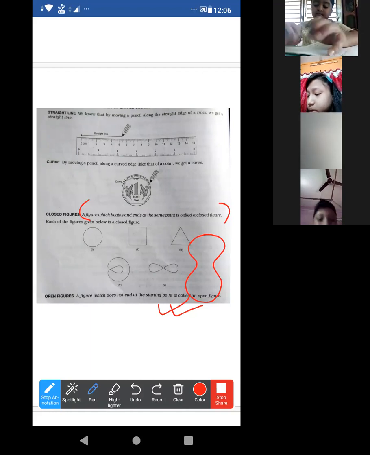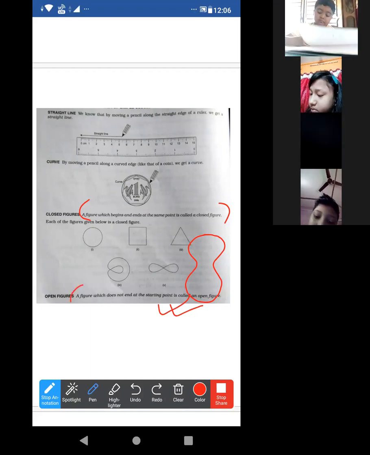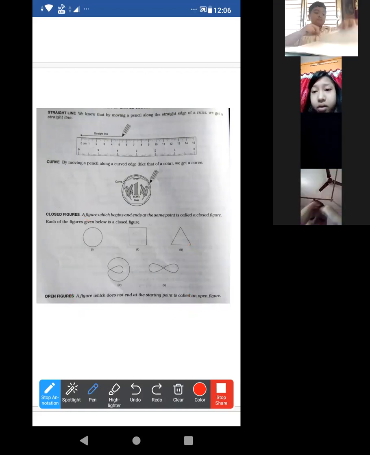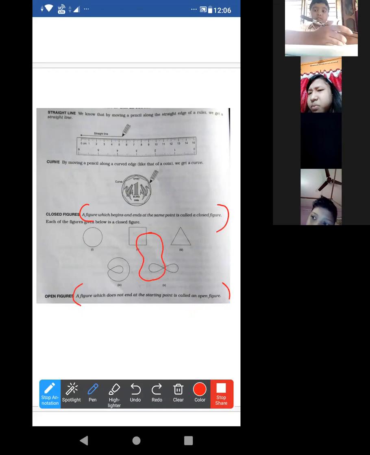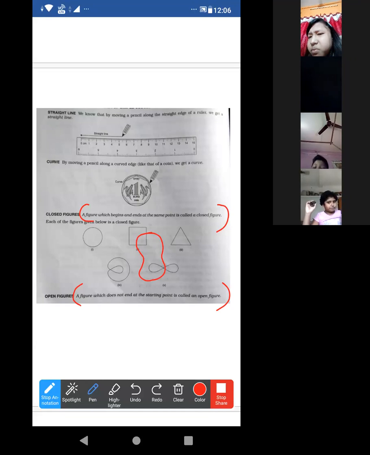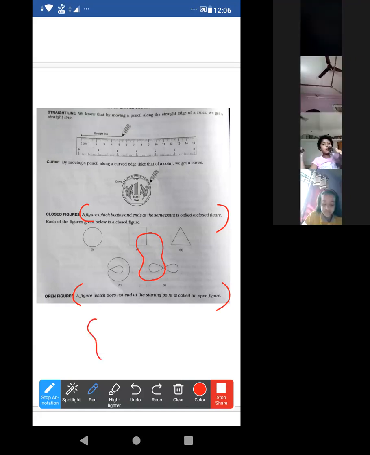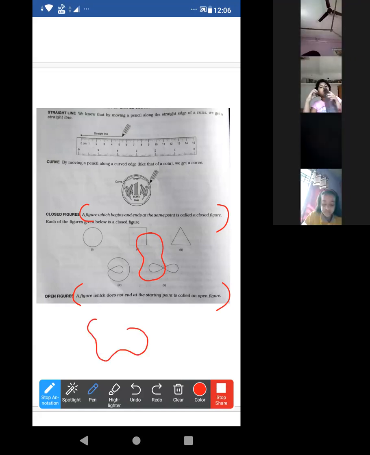Done up to this. Now open figure. Write down this point. Closed figure, write this one, and write this example, draw this one. Open figure, write this: an open figure is a figure which doesn't end at the starting point. Suppose we start from here and stop over there. Look, this is the starting point, this is the ending point. Both are different, so this is called an open curve. Look at this. Write and note down, draw this figure.